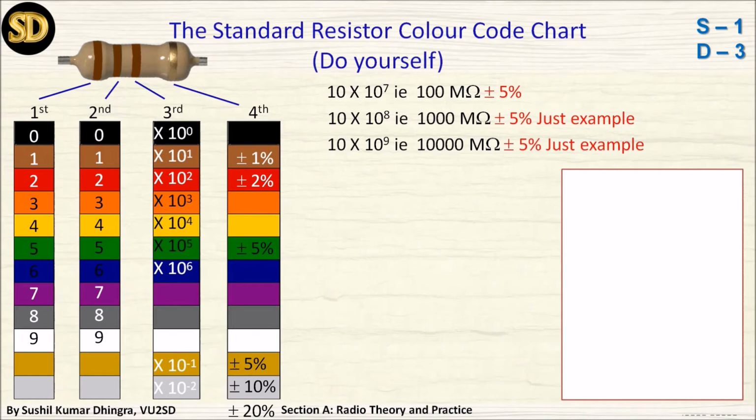Solve this. Got the answer? Okay. The answer is 111. It means 11 into 10 raised to the power 1. All are brown. So 110 ohm plus or minus 5%.